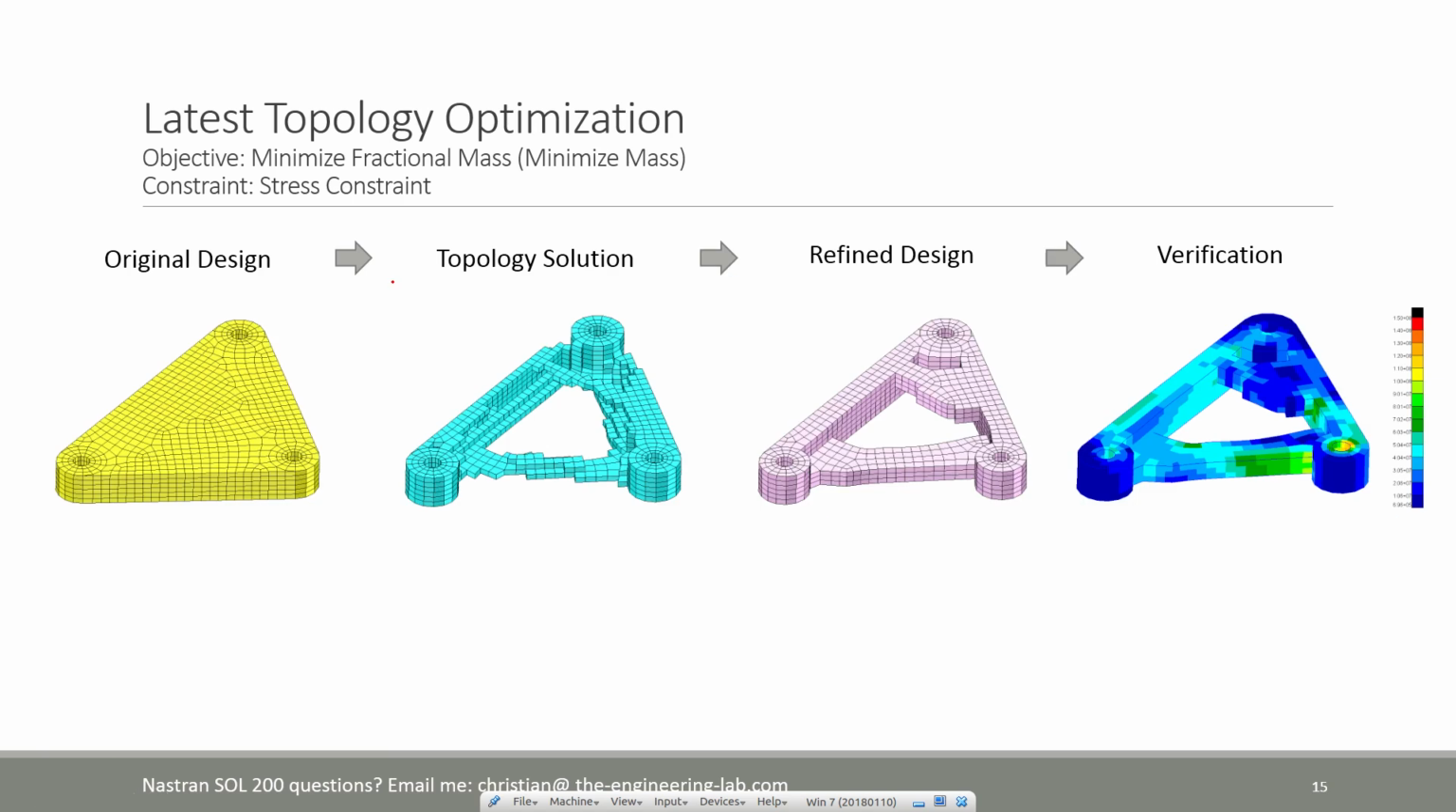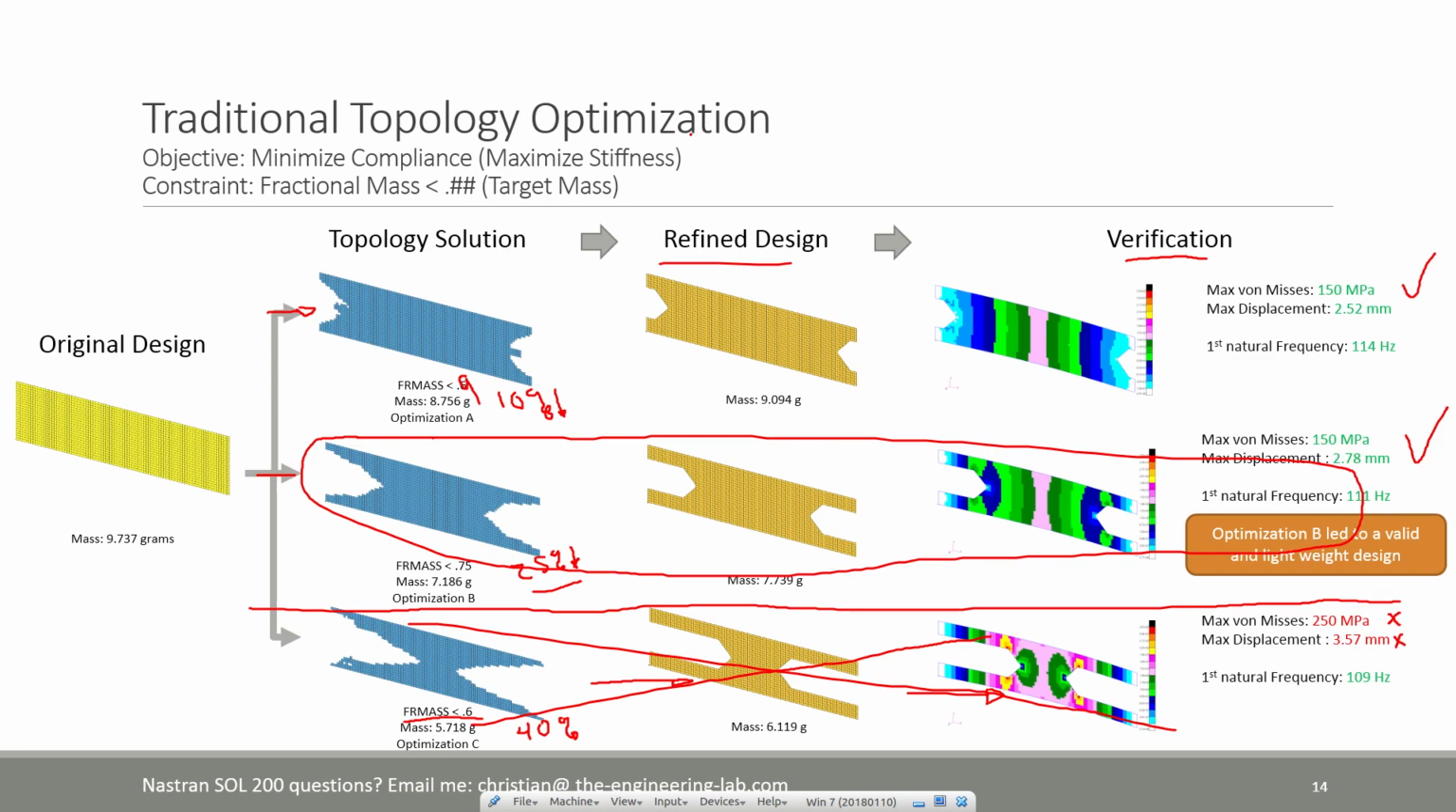Now, there's also another method of performing topology optimization. Let me go back and discuss the optimization problem statement. Here, you can see that the objective is to minimize the compliance, or rather, maximize the stiffness. Usually, you see optimization work the other way. The objective is to minimize the weight, and the constraint is a displacement, stress constraint, natural frequency constraint. But here, we have it backwards. We want to minimize the compliance, but we're going to constrain the mass of this design.